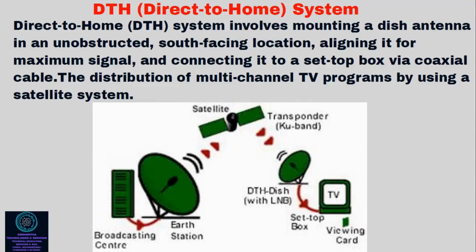As you can see in the picture below, there is a transmitter part, which we call the broadcasting station or broadcasting center. It will send the signal to the satellite, and from the satellite we will be receiving it. So that is the direct to home system.